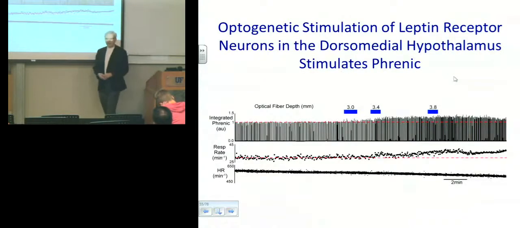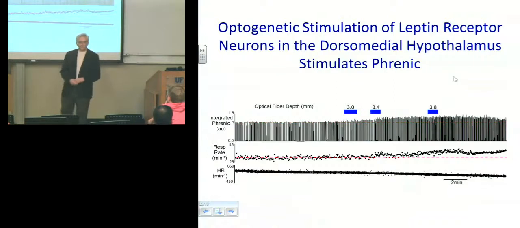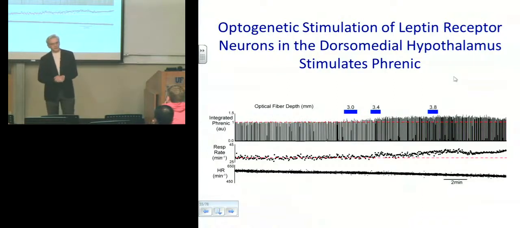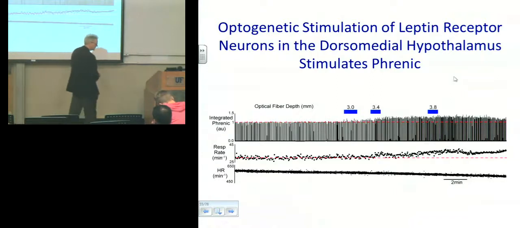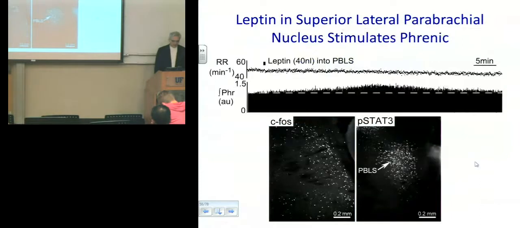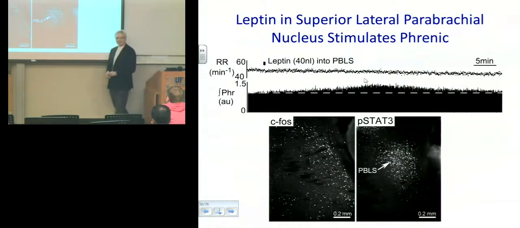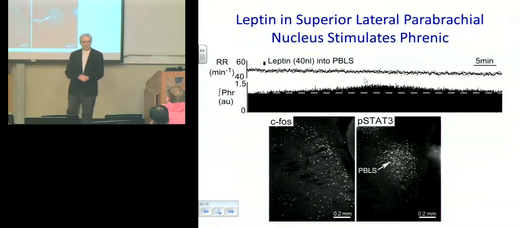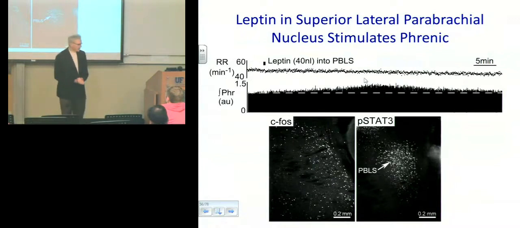So the dorsal medial hypothalamus, if we activate those neurons, we still get an increase in respiratory motor output. Again, almost exclusively by an increase in the amplitude of the phrenic nerve bursts. But in this case, as you see here in this example, we actually do have something of an increase in respiratory rate also. Injection of, in this case, instead of the optogenetics, we actually injected leptin into the parabrachial, superior lateral parabrachial nucleus. It also produces an increase in respiratory motor output.